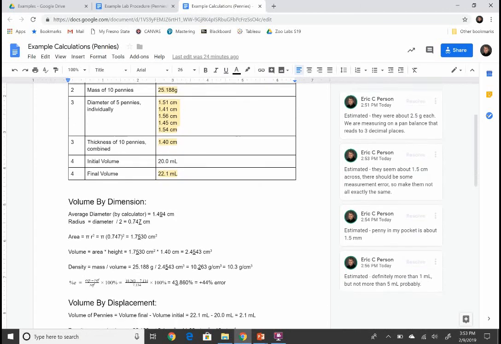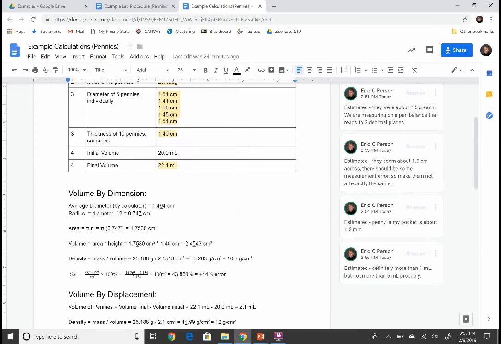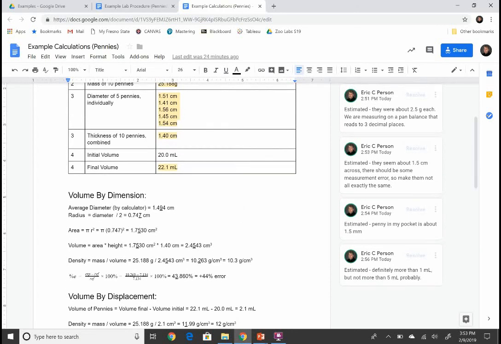Again, the thickness: I'm imagining a stack of pennies, and as I imagine it, I'm guessing 1.4 centimeters. Okay, it's not 15 centimeters for a stack of 10 pennies. It's not half a centimeter, just something plausible.